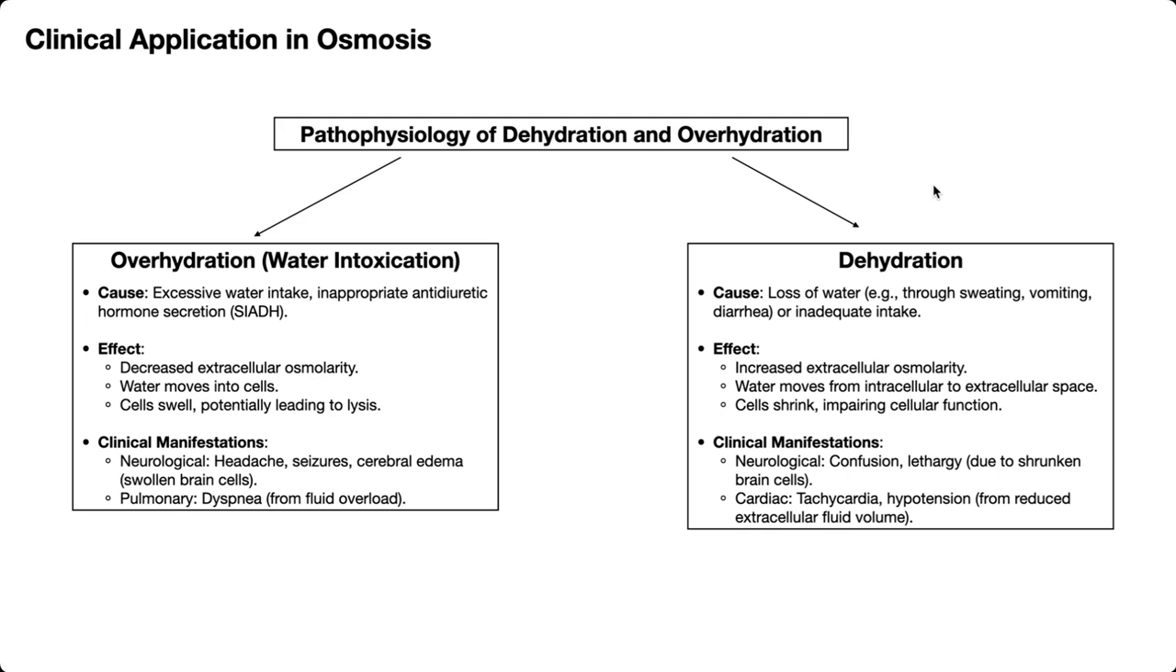Now, dehydration is going to be the opposite. This is where we're going to lose water. This can be lost through sweating, through vomiting, diarrhea, or even just inadequate water intake. The effect of this is going to be the opposite of water intoxication. We're going to have increased extracellular osmolarity. Water is going to move from the inside of the cell to the extracellular fluid to try to dilute that out. When that happens, those cells are going to shrink or crenate, and then those cells are probably not going to work as well. Some of the clinical manifestations here: we're going to have confusion.